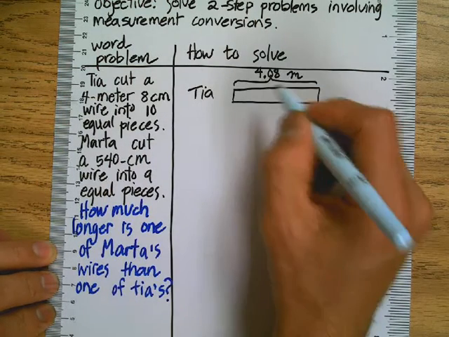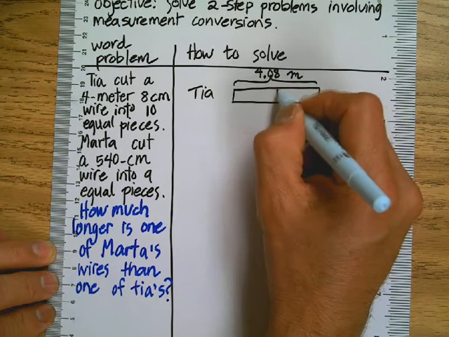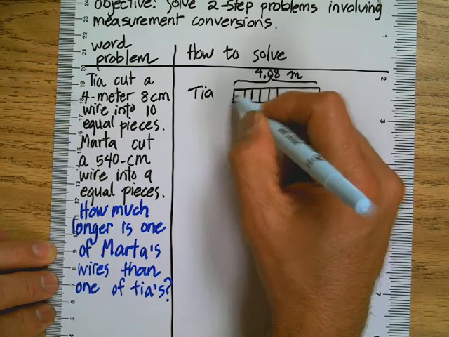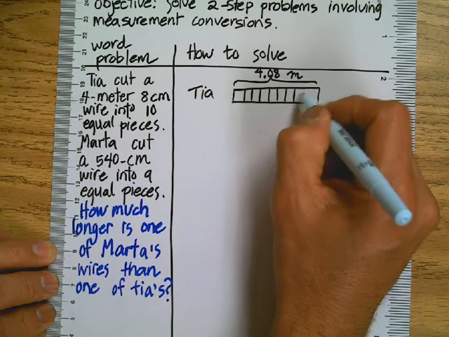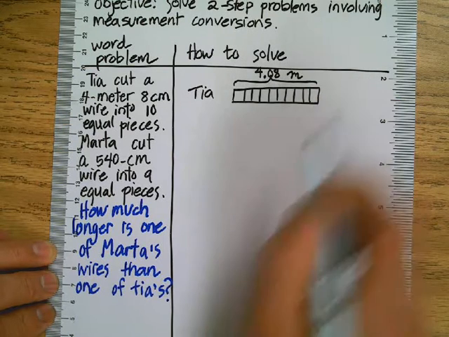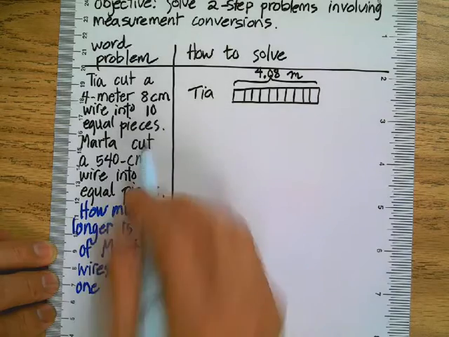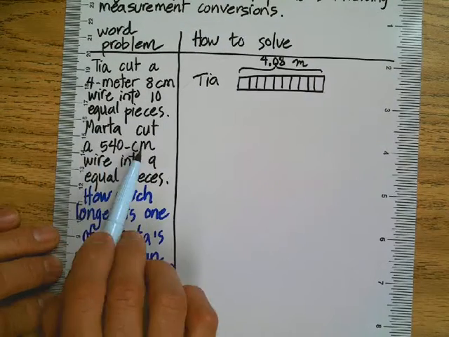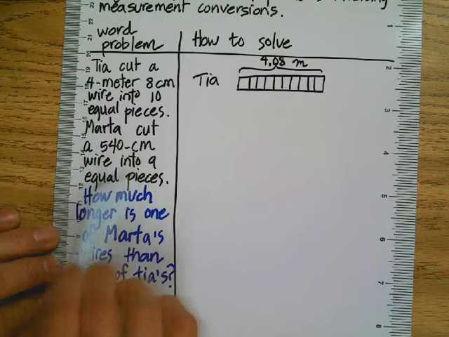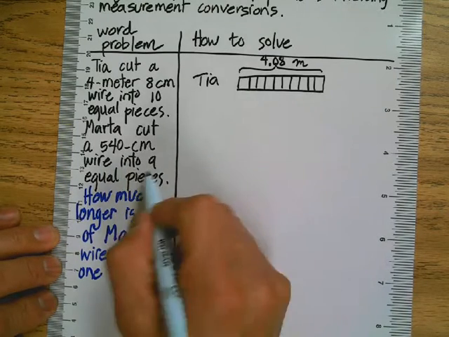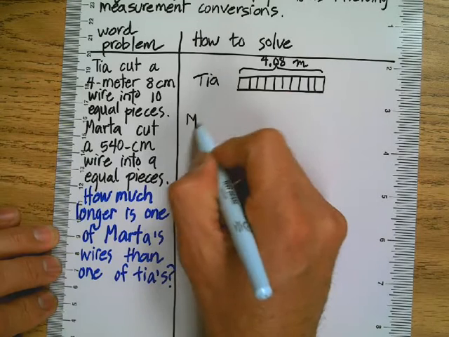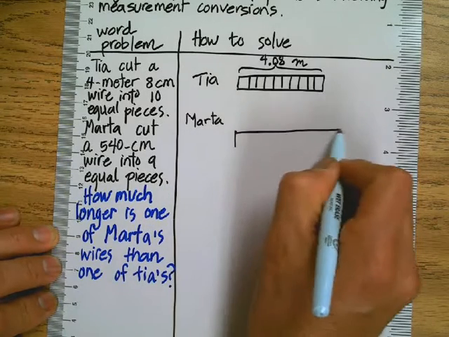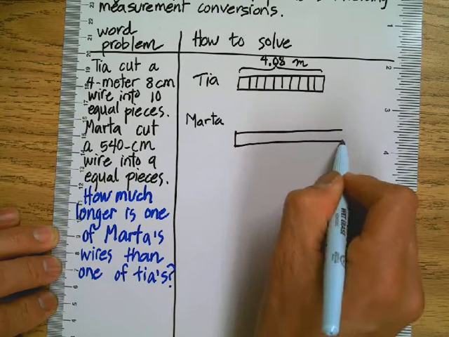Let's pretend I can do this correctly in 10 pieces. 1, 2, 3, 4, 5, 6, 7, 8, 9, 10. There you go. And then we have Martha. She cut a longer piece, a 540 centimeter wire, into 9 equal pieces. So this is Martha, and Martha has a little longer piece, and she cut it in 9 pieces.